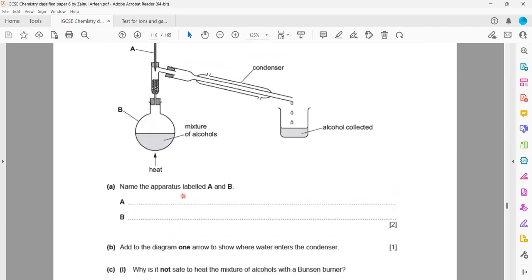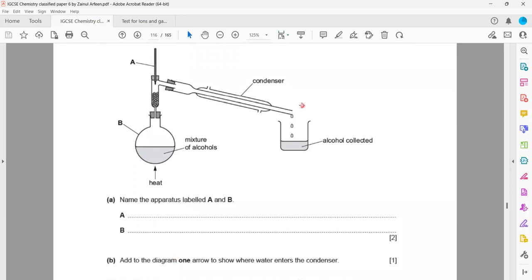Add to the diagram arrows where the water enters and water leaves. You can use the screen annotation. Which side does the water enter? You will write in, and the other one you will write out. So water in and water out.